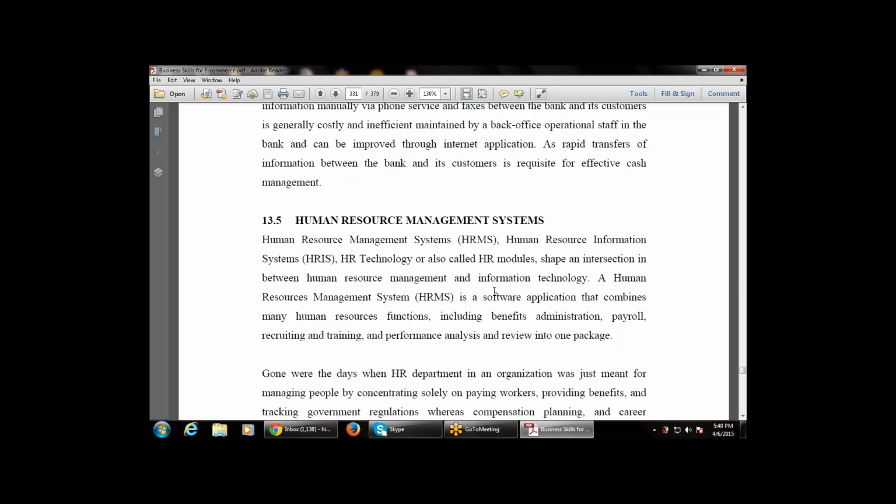So whenever I say HRMS, that is Human Resource Management System, it is a software application. It is a software tool that combines various human resource functions, including administration, payroll, that is salary pay, how to recruit, and training. Everything related to recruiting and the human resource person is covered under the software application, the use of a computer, that is known as the human resource management system.